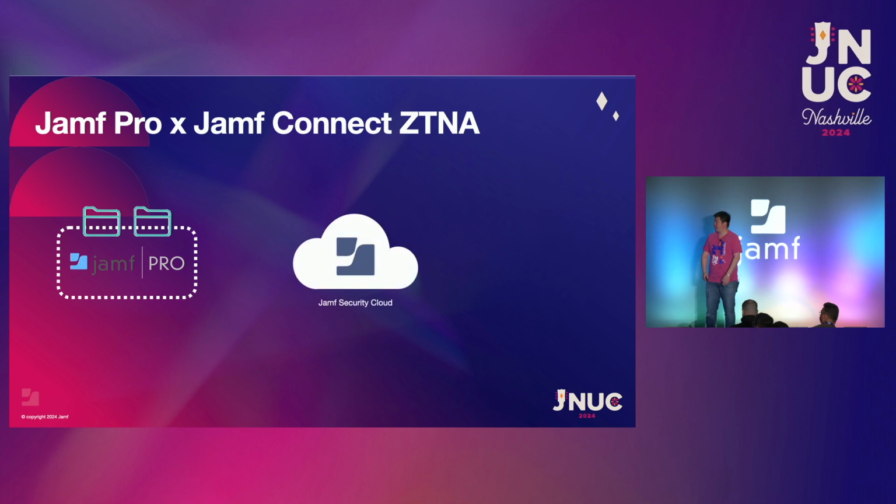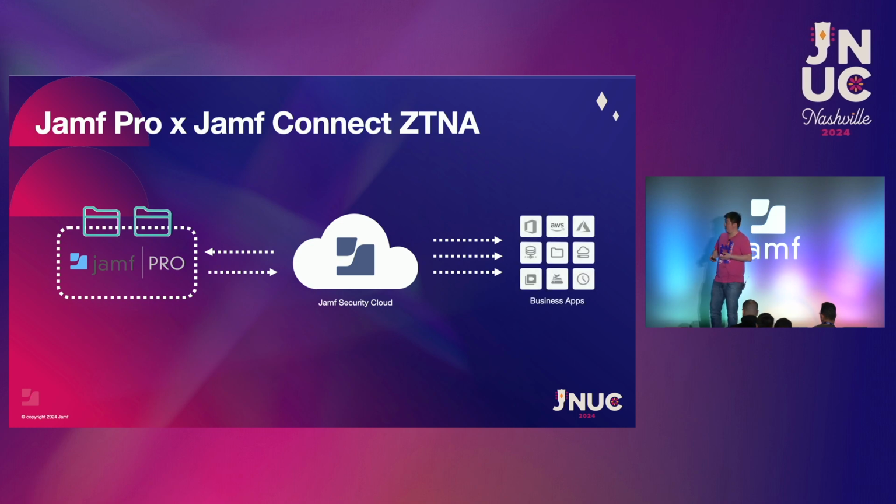Then in the middle, we have what we call the Jamf Security Cloud. Powering our Jamf Connect ZTNA, we can securely access your core SaaS-based applications or on-premise applications. That will then allow us, using split tunneling technology, to access those specific resources. But as you can see, these are all separate components. How do we put everything together, or use the technology that's available in Jamf, to make this more seamless?